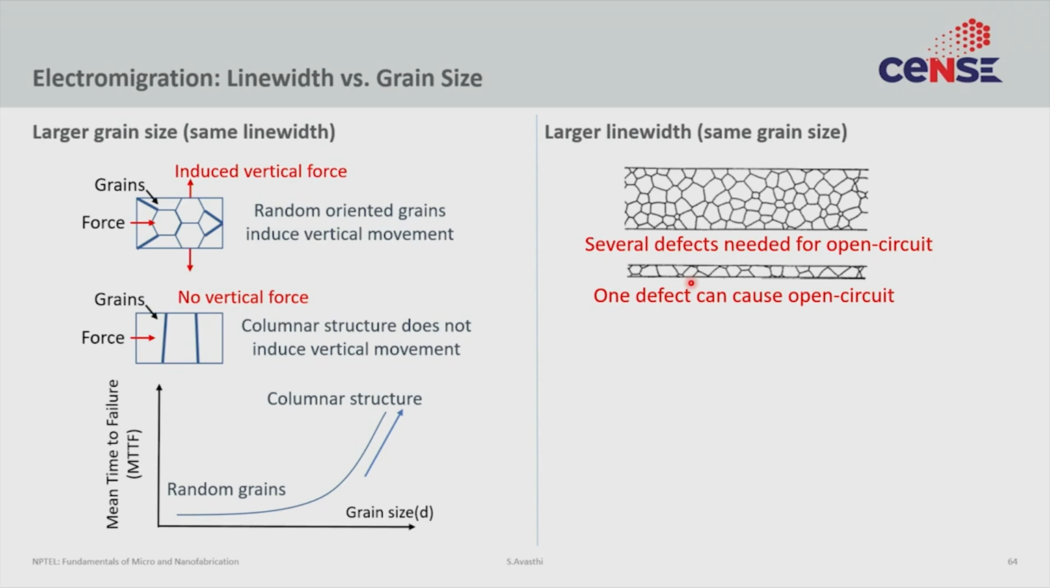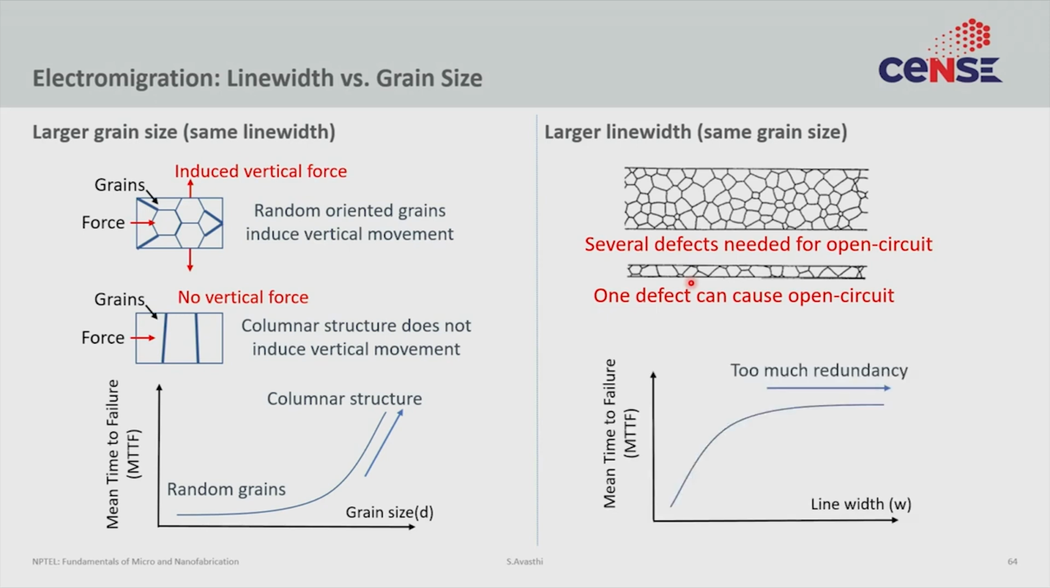So if you were to plot the mean time to failure as a function of line width, for thicker films there is a lot of redundancy. So the electromigration problem is less, the mean time to failure is high. However, for smaller line width, the mean time to failure can be fairly small, because one critical grain, if it ever moves out, your device will become open circuited and fail.